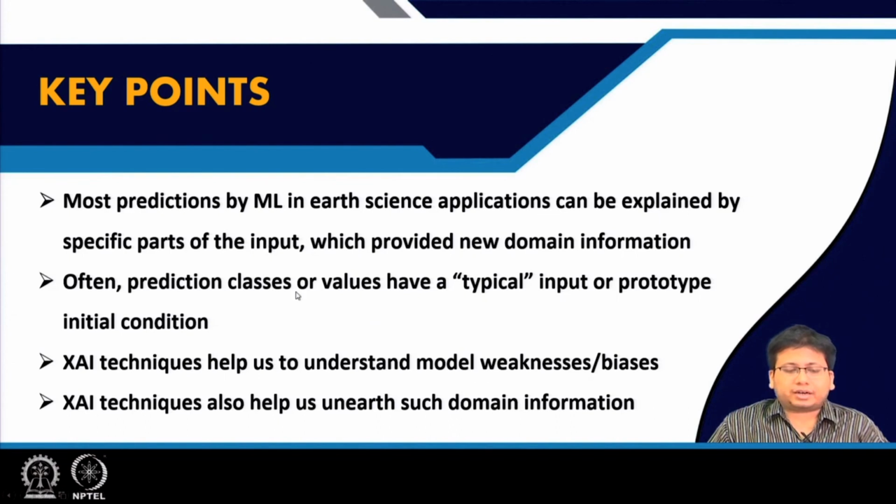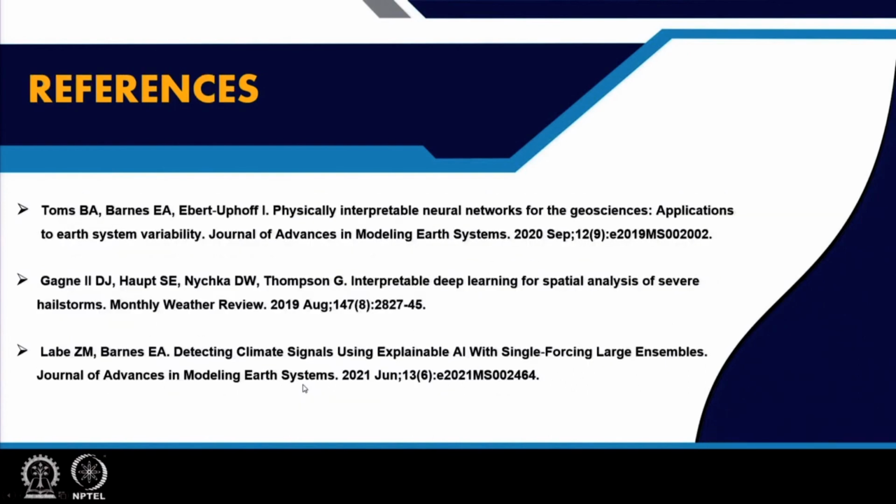Often the prediction classes or values have a typical input, which is what we are calculating by the process of backward optimization. These explainable AI techniques also help us to understand the weaknesses and the biases of the different models, and help us to unearth such domain information.